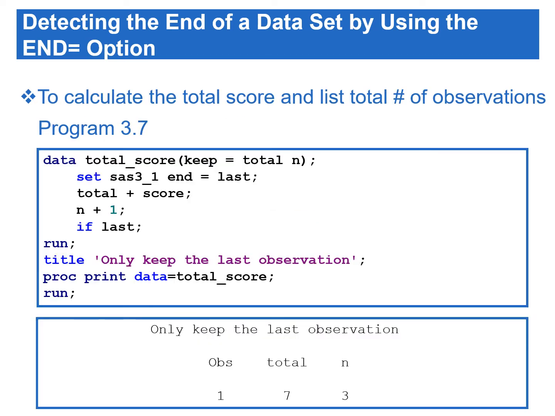Program 3.7 calculates the total score and lists the total number of observations from the input data. In this program, the temporary variable, last, is used to indicate when to read the last observation of the input data. The output data set only contains the last processed observation because of using the subsetting if statement.